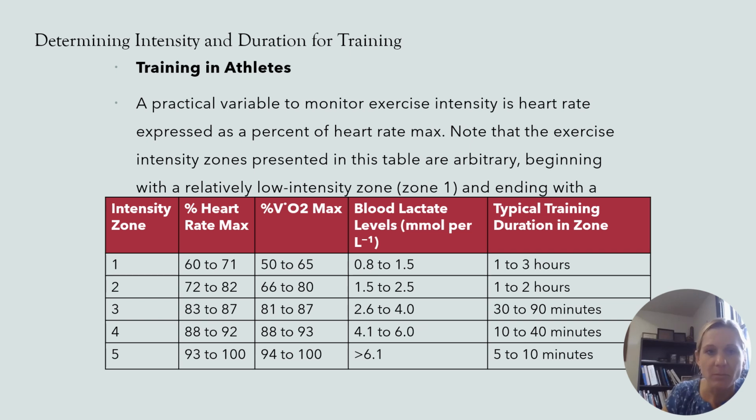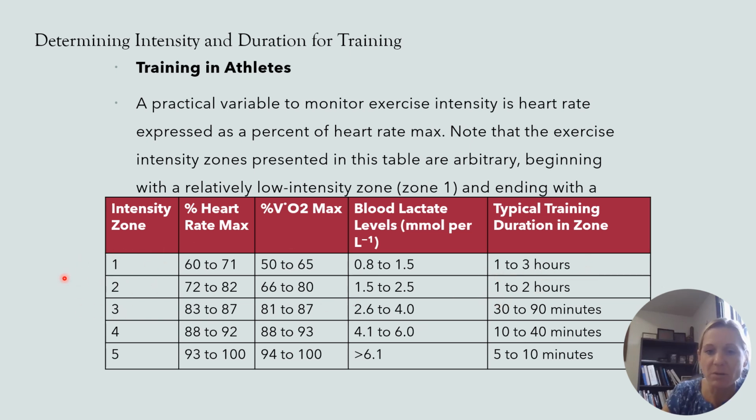Okay. Here we can see kind of a practical, when we think about determining intensity and duration for training, we can look at a practical variable such as heart rate in order for us to kind of quantify intensities. And so a lot of endurance athletes will look at this in zone training. So zone 1 is like your active recovery. And again, you can hold that for 1 to 3 hours, no problem.